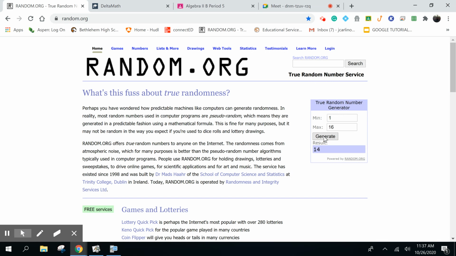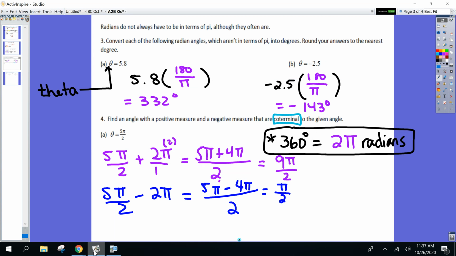What do you got, Eliana? What's the problem with my pi over 2? Wouldn't it be like a negative? Well, no, it's still positive. That's the problem. It's not negative. I need a positive answer, which I got right here, and I need a negative answer. But I ended up with positive pi over 2.